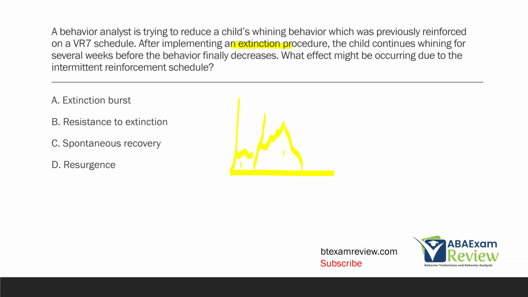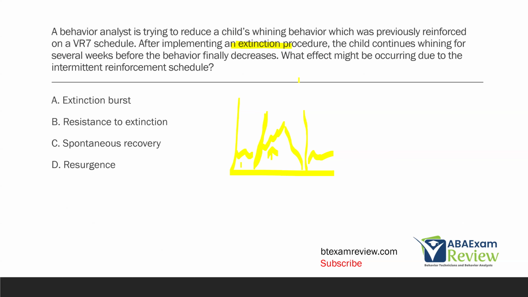So this is our extinction right here, no longer giving reinforcement. Our extinction burst is the temporary increase in behavior. Our spontaneous recovery is once extinction has been effective, that behavior can suddenly come back. And then resurgence is just another form of spontaneous recovery.